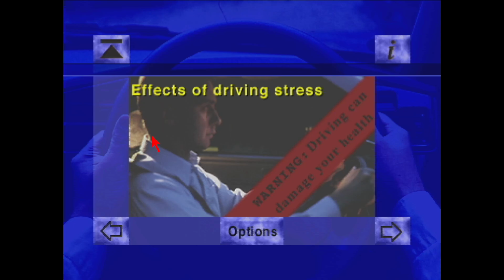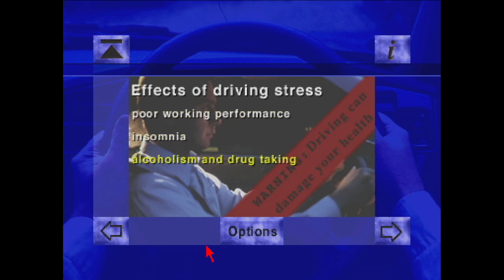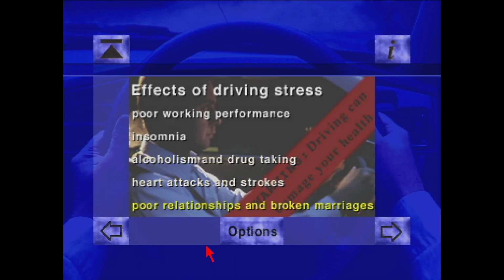Clinical studies have shown that drivers, particularly high-mileage business drivers, can become stressed through driving. This stress has been linked to poor working performance, insomnia, alcohol and drug abuse, heart attacks and strokes, poor relationships and broken marriages. Stress impairs driving performance, and mistakes become more frequent, further increasing stress levels. But the process can be reversed.